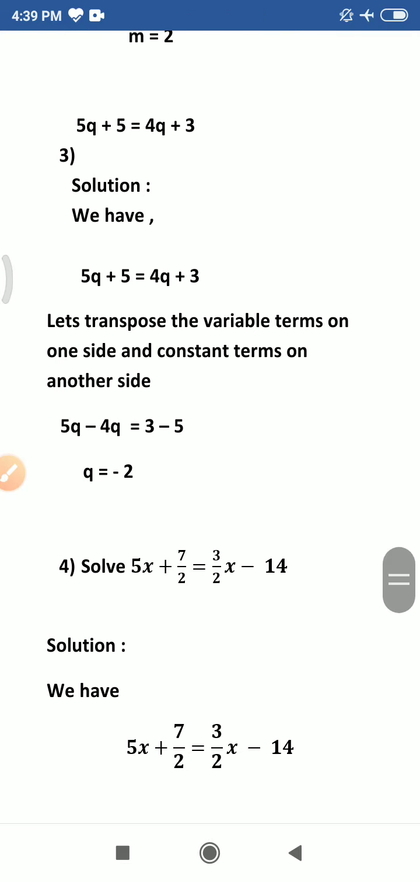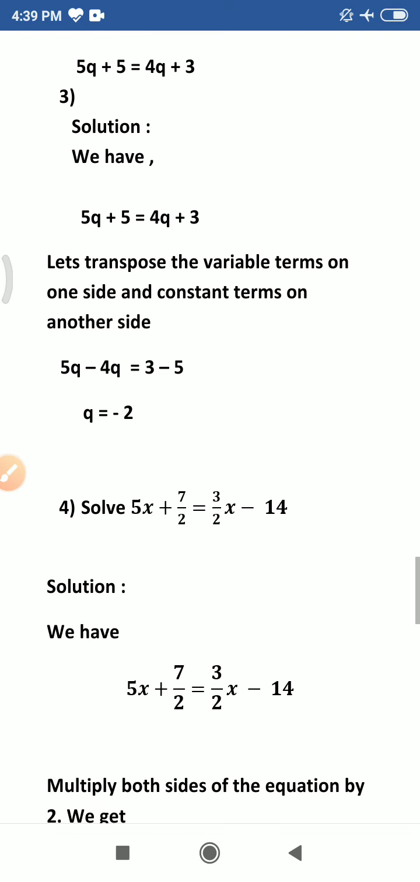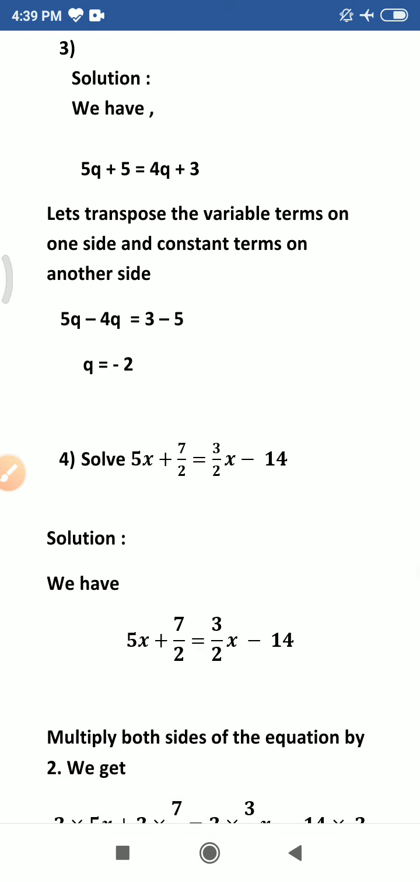Now we have one slightly different example. Actually nothing different, just that fractions are involved instead of whole numbers. So what we will do here: while fractions are involved in linear equations, the first thing we try to do is eliminate the denominators of the given fractions. So how to do this? It is very simple. The equation is given as it is looking here.